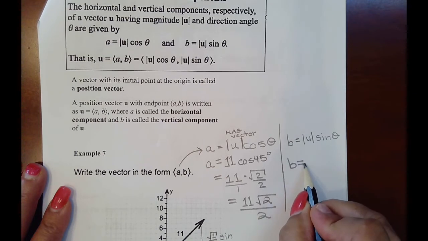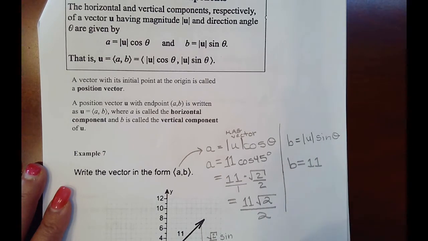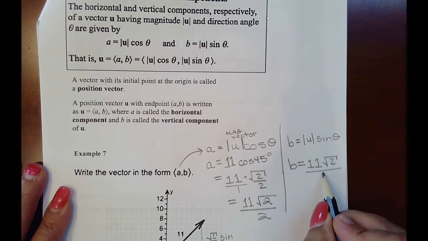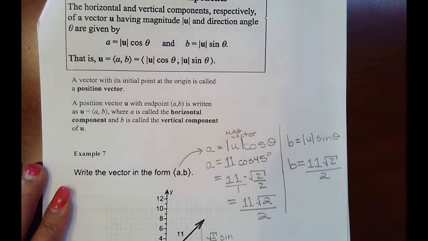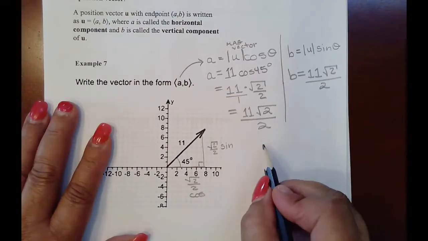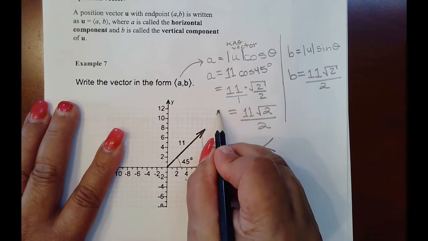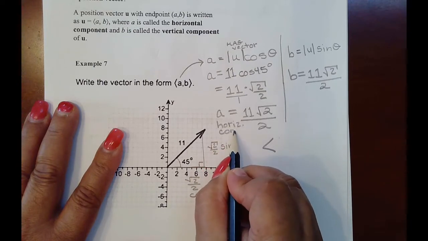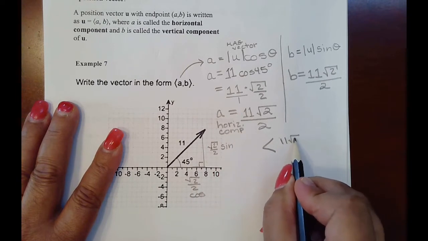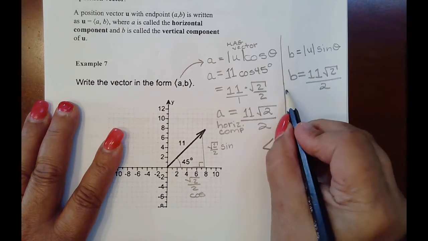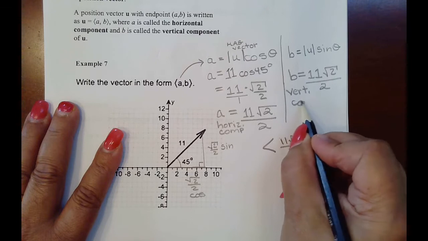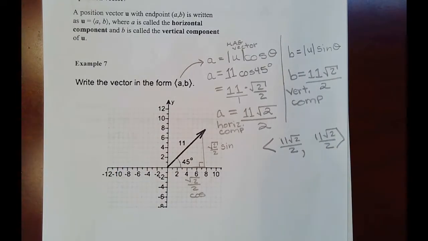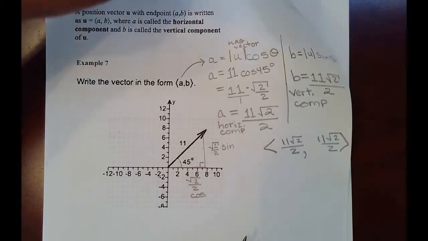When you go to do the back component of the vector, it's the same thing. The sine is also square root of 2 over 2 because both legs are equal when you're talking about a 45 degree right triangle. So you're going to get the same thing for B as well. Then you write it in the form of a vector. This is vector notation. The A value, the horizontal component, gets written in the front, and the vertical component gets written in the back. Okay, that's example 7.